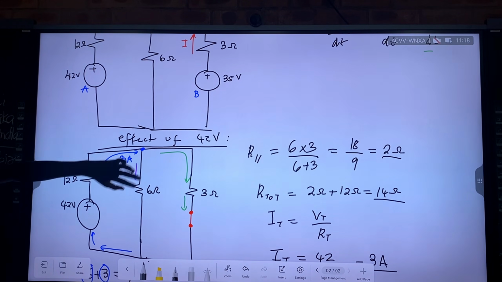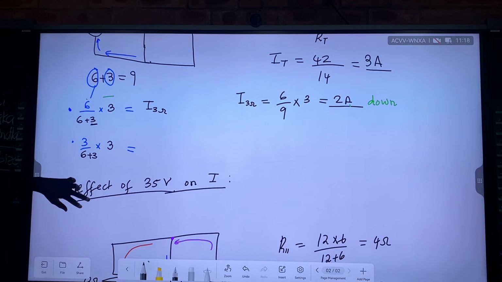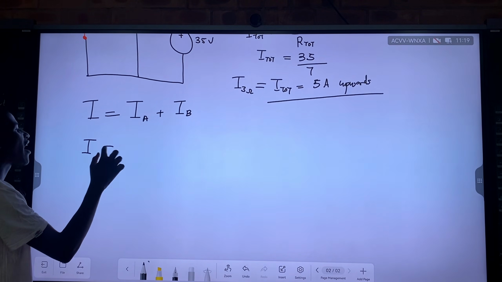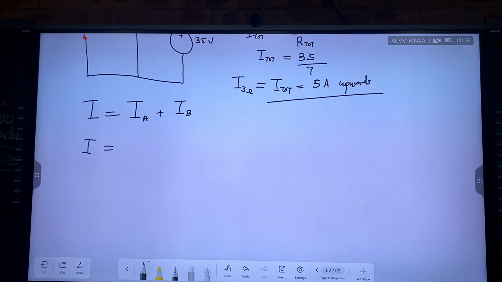Siyawubona ngisho. All right. So sithole ukuthi due to 42 volts, i-current esitholayo ithini? U-current of A due to 42 volts sithole ba?